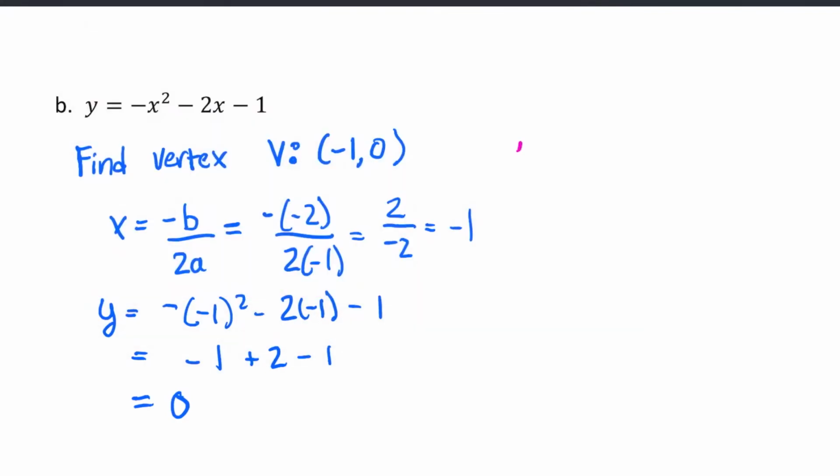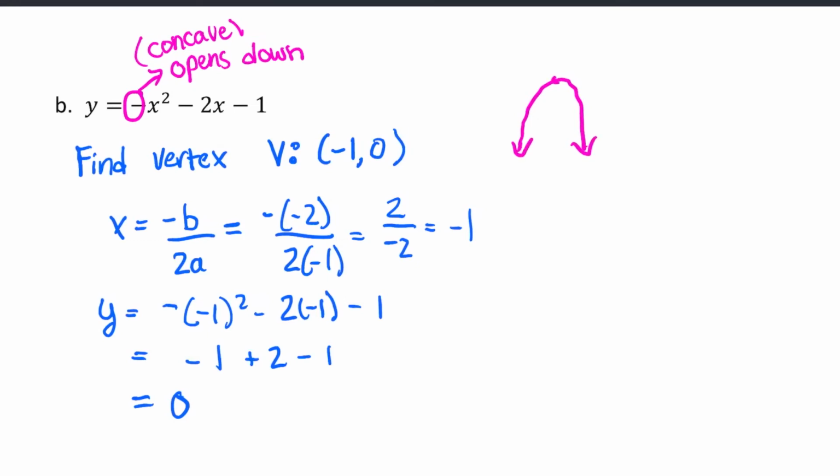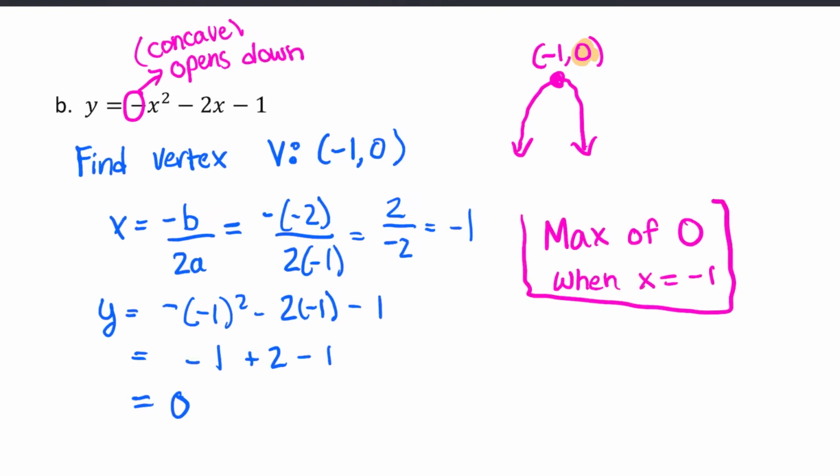Let's decide whether 0 is our maximum or our minimum value. If you look at that coefficient on your x squared term, it opens downward because it's reflected across the x-axis. So if I drew a little sketch of it, it would look something like that, with my vertex there at (-1, 0). So this has a maximum value of 0. The height of my parabola goes up to 0 and stops, and that happens when x equals -1.